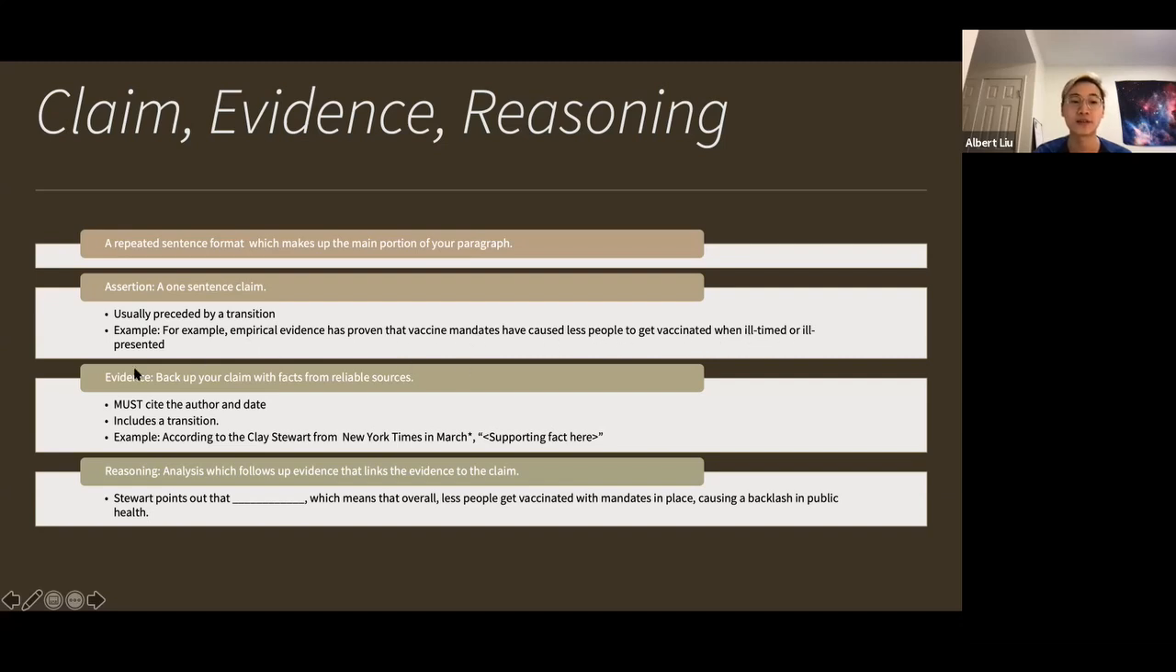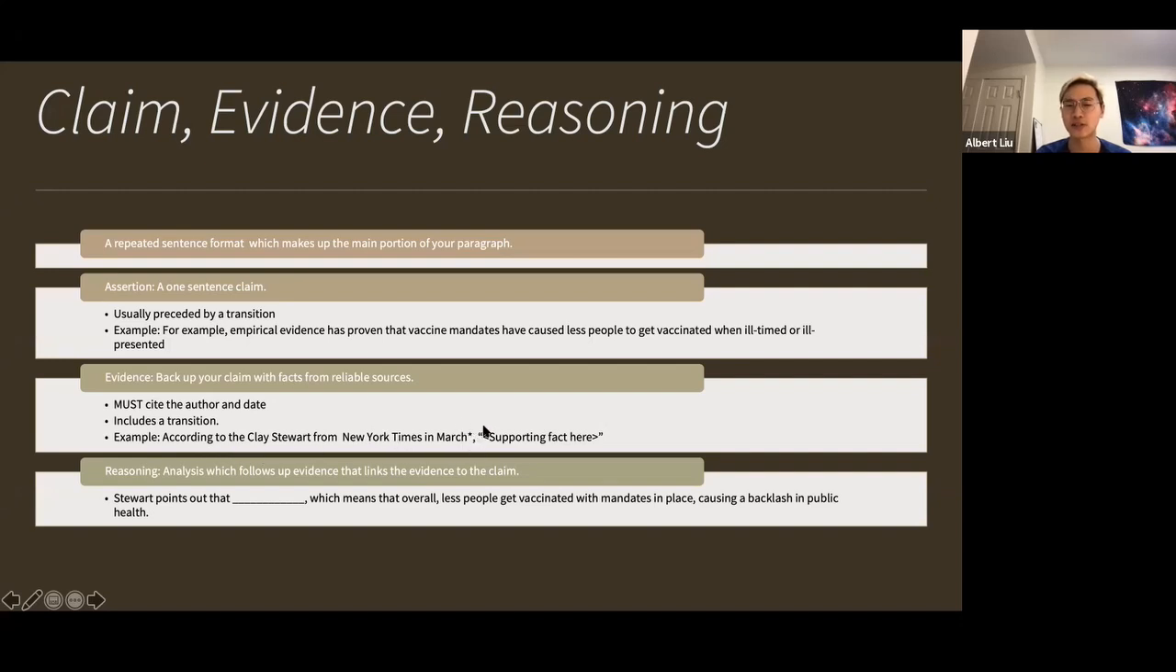After the assertion, you want to back up your claim with facts from reliable sources and evidence. So you must cite the author and the date, even in any speech. And it, once again, does include a transition. The transition here is usually something like according to. And here the example is according to Clay Stewart from the New York Times in March.